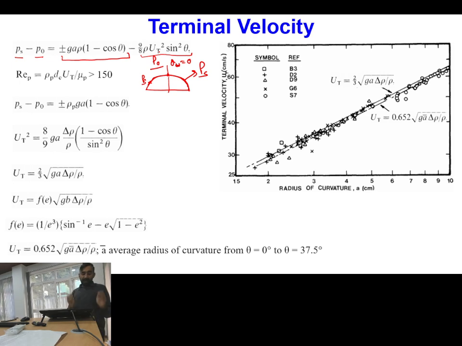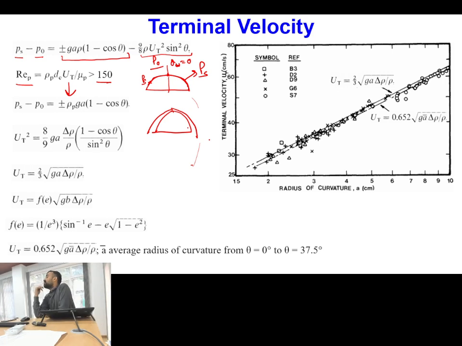Okay, and once the Reynolds number of the particle is greater than 150, we can assume that the boundary layer forming across the surface of the bubble is very thin, and we can majorly estimate the pressure drop from our potential flow analysis. So velocity will not cause any pressure; the pressure will majorly come from the gravitational head. So that is what is done over here.